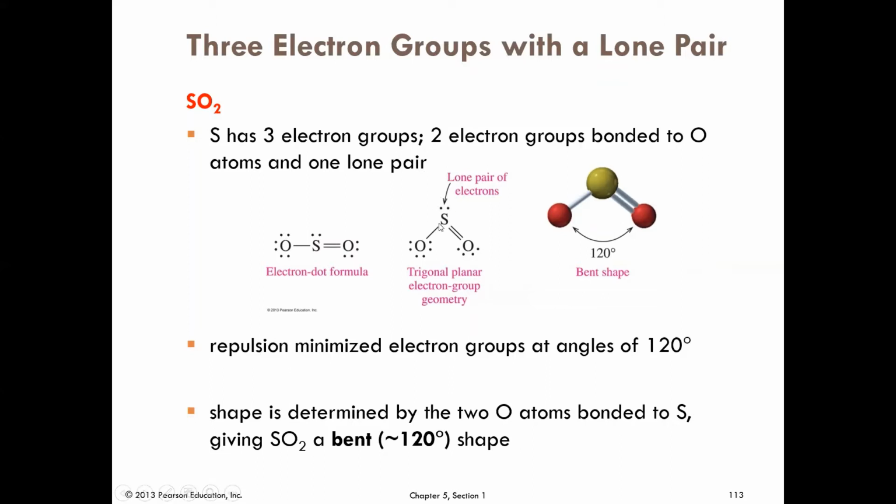So in this case, we are going to see almost the same as 120 degrees. It's a trigonal planar arrangement, that trigonal shape that we saw before. Except because we don't see this lone pair, it's invisible to our eyes, it just looks like the molecule is bent. So this would be considered a bent shape of 120 degrees.